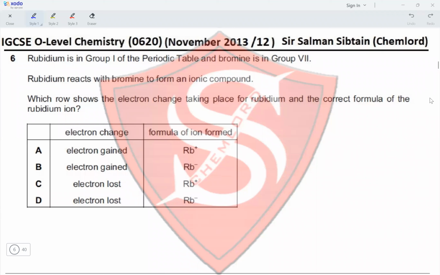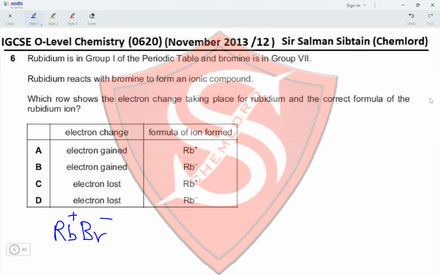Question 6. Rubidium is in group 1 of the periodic table and bromine is in group 7. Rubidium reacts with bromine to form an ionic compound. So that would be Rb, Br. Rb would have a positive charge, Br would have a negative charge. Which row shows the electron change taking place for rubidium and the correct formula of the rubidium ion?